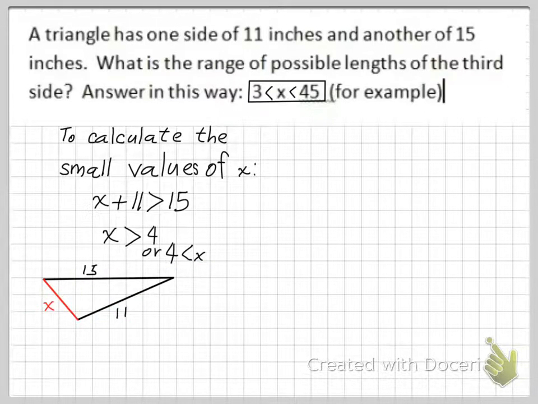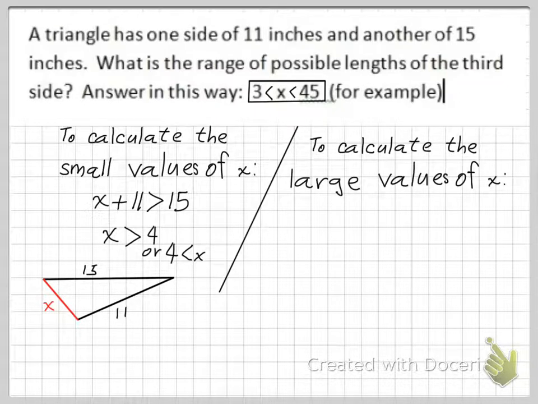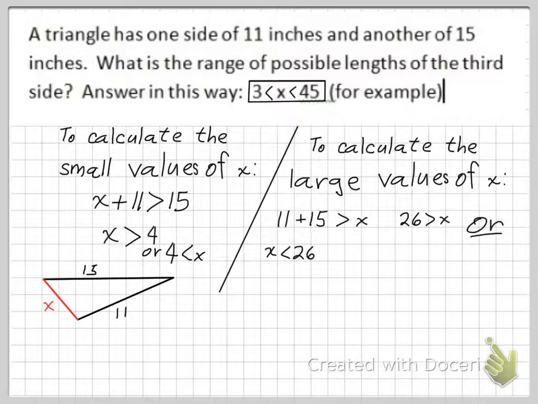And then moving right along, to calculate the large values of x, we're going to assume that x is the longest side of the triangle. In that case, x is the schoolyard bully, and the 11 and 15 have to join forces and prevent their lunch money from being taken by the schoolyard bully. So if you solve for that, you get 26 is greater than x, or x is less than 26.